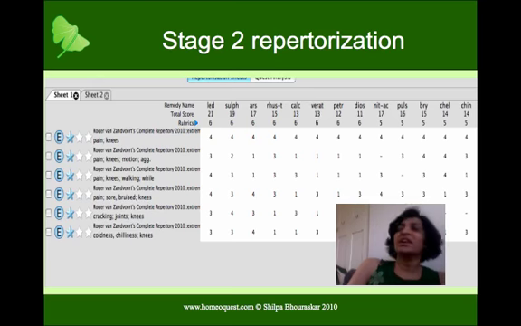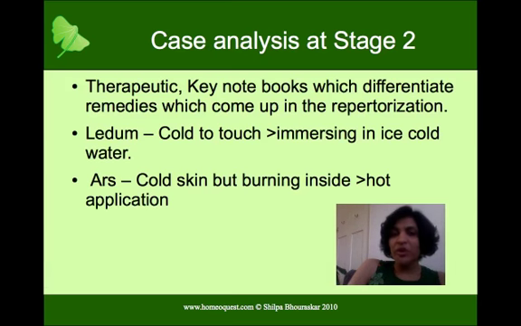Now, the books I would actually use at this stage would be all the therapeutic books or the keynote books, say Allen's keynotes. So these actually differentiate the remedies with respect to a few peculiarities at the local level. So say, for example, in Ledum, there is this coldness to touch, but it's much better by immersing the joint in icy cold water. Or in the case of Arsenic, it's much better by hot applications.